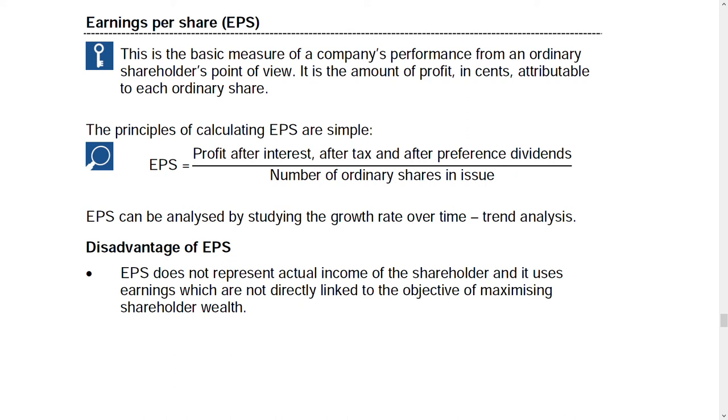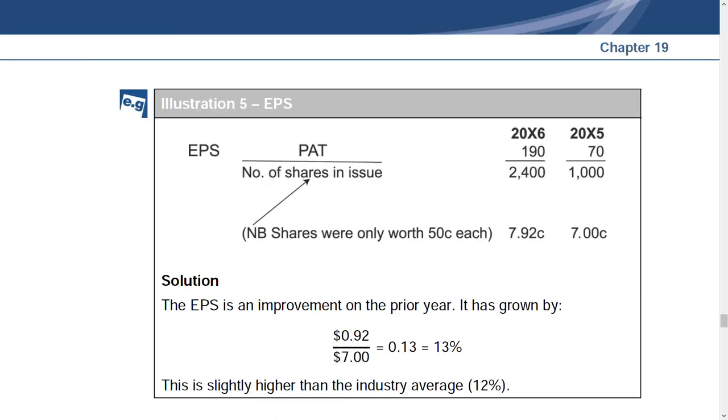Now coming to the illustration. Profit after tax, number of shares in issue. So profit after tax is 190 from your income statement. And what is the number of shares in issue?